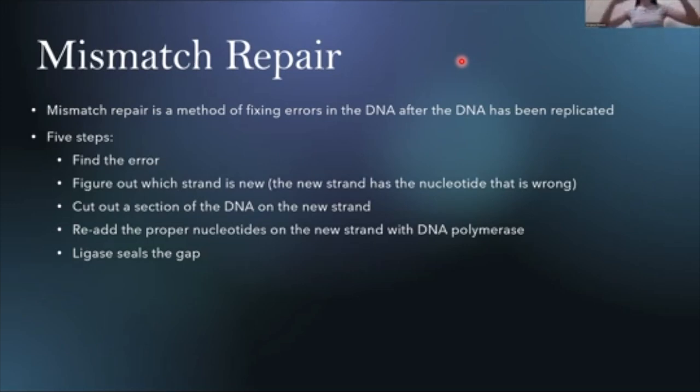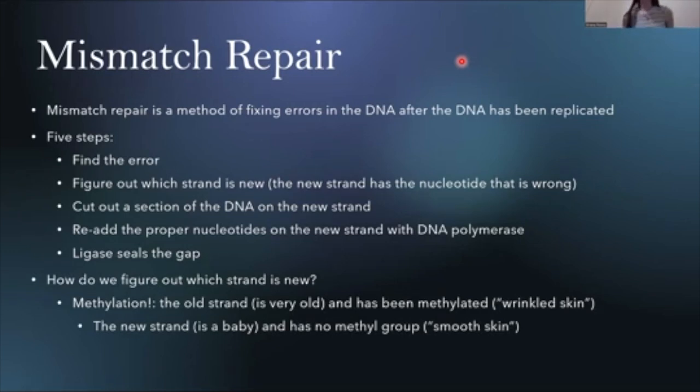But if you're just looking at 2 DNA strands and you see there's a T and a C that are paired together, you can't necessarily say, oh, the T is wrong or oh, the C is wrong if you don't know which one the new strand is. So we need some way to tell which one is the new strand, and then we'll cut out the section of DNA that's wrong on the new strand, re-add the right ones with DNA polymerase, and ligase seals the gap. Those last 3 should be pretty familiar with removing, replacing, and ligase sealing the gap. So what I'm going to talk about is that second point. How do we know which strand is new and which strand would be old?